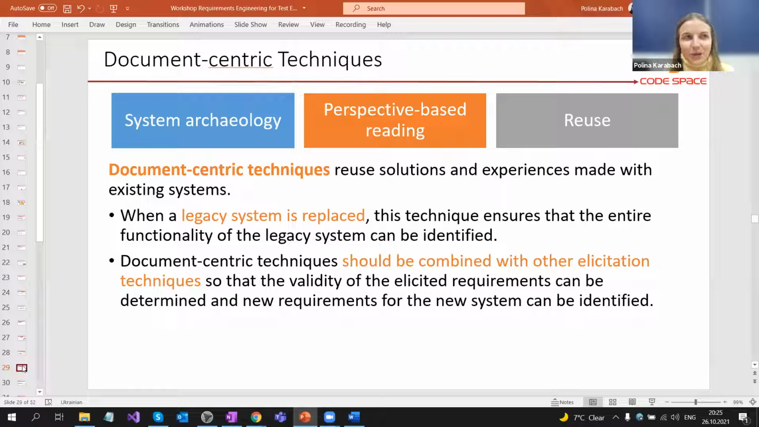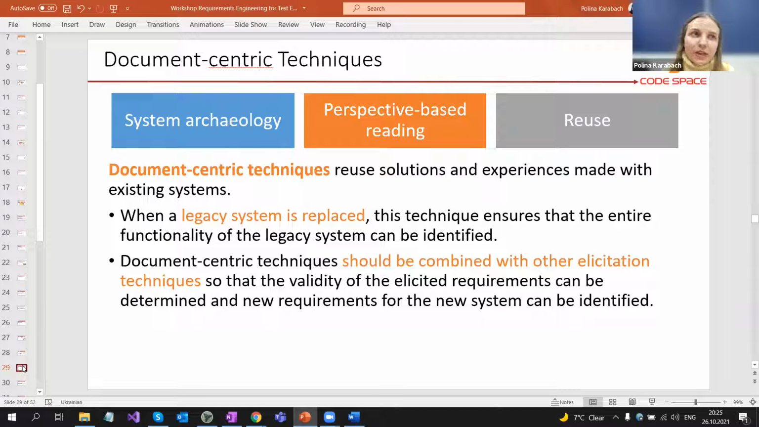Perspective-based reading is when we are interpreting our existing requirements from different perspectives. In this case, it would be the perspective of, for instance, a test engineer, or a developer, or a user, etc. So we can elicit more details, and we can document them better.